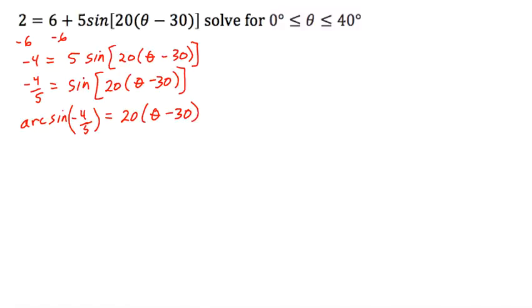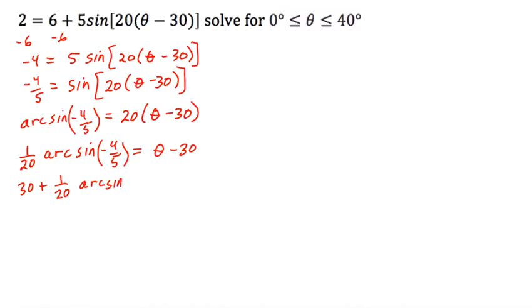Let's do some more algebra and we're going to try and isolate theta. That's what we're really after. So we multiply both sides by 1/20th, arc sine of negative 4/5 and get theta minus 30, and then we add 30 to both sides and we have 30 plus 1/20 arc sine of negative 4/5. Finally, we've isolated theta, but we have this arc sine thing in the middle of the equation, and we want to be able to substitute for that.